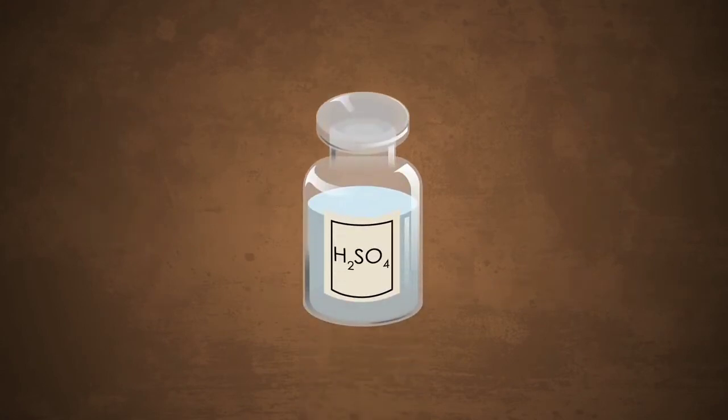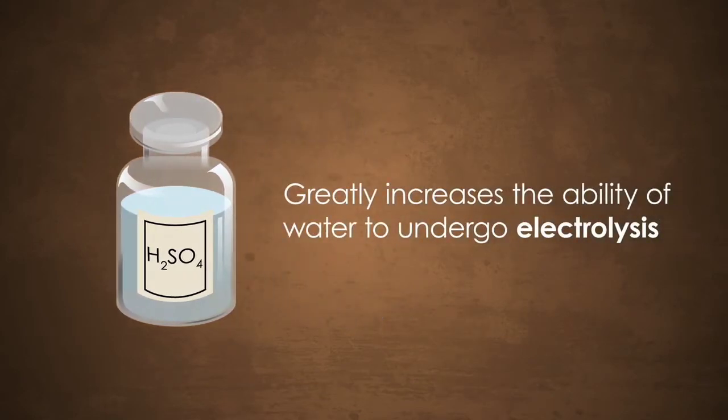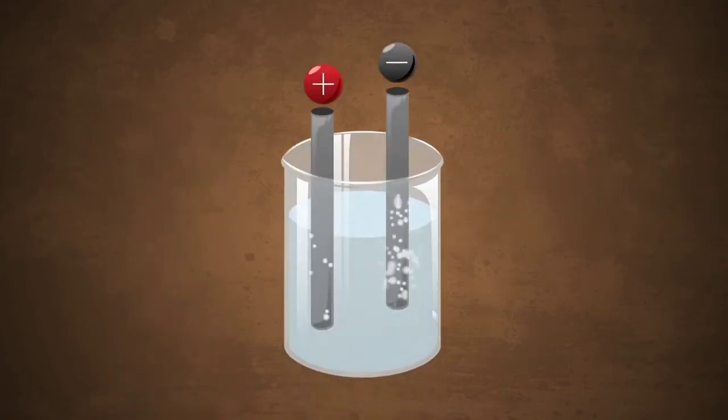If, however, we add a little sulfuric acid to water, this greatly increases the ability of water to undergo electrolysis without altering the products obtained. If we use electrolysis, we will see bubbles forming around both electrodes, the most around the cathode.